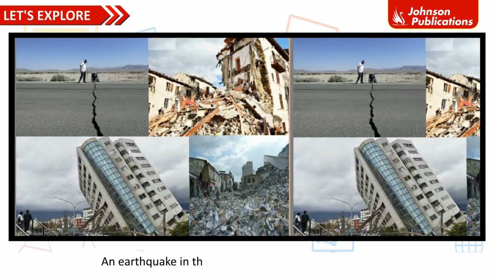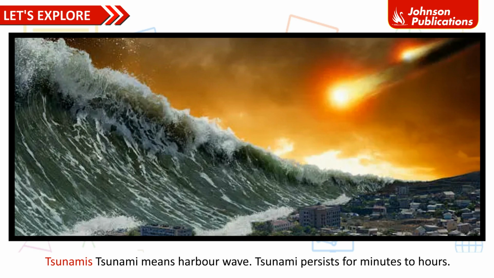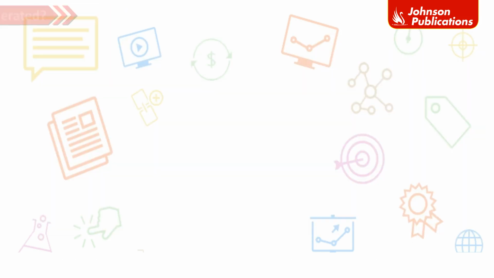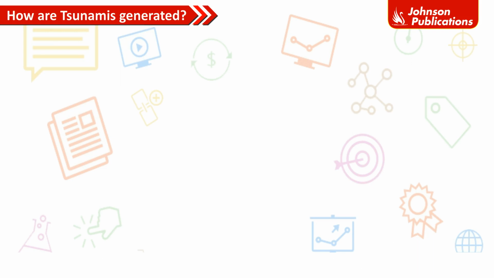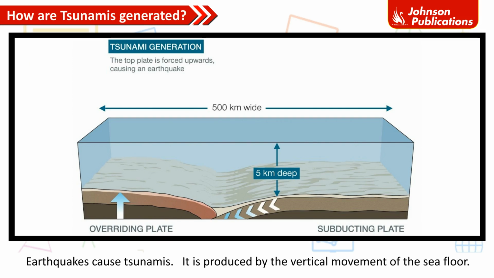An earthquake in the sea or ocean floor causes tsunamis. Tsunami means harbor wave. A tsunami persists for minutes to hours. Tsunamis may be extremely damaging, and are not the waves generated by wind. How are tsunamis generated? Earthquakes cause tsunamis. It is produced by the vertical movement of the sea floor.